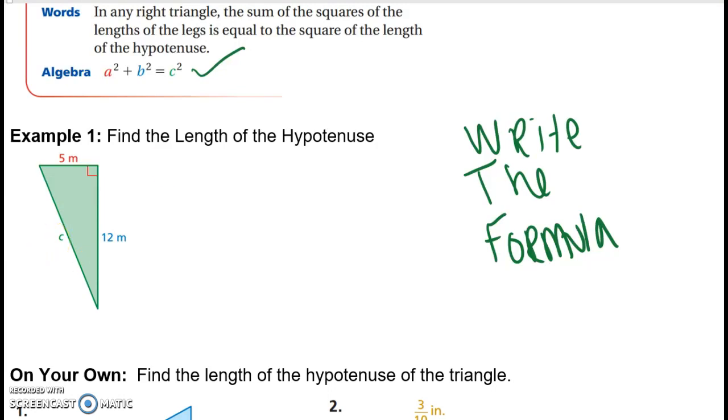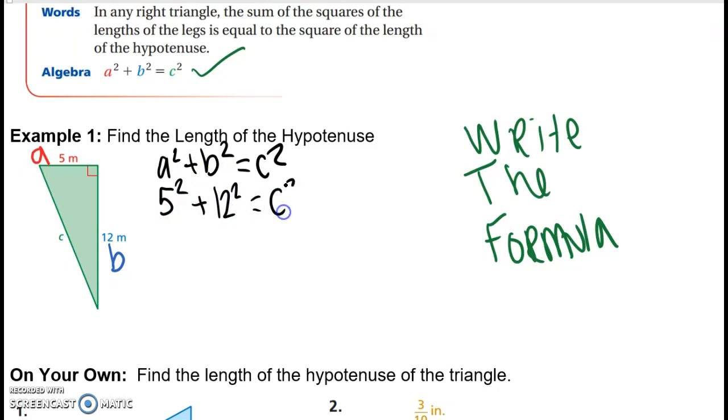So I'm going to write our formula. a squared plus b squared equals c squared. And then our second step is we are going to substitute our a and our b. So I'm going to label 5 as a, and I'm going to label 12 as b, and then substitute those and replace the a and the b with 5 and 12. So my 5 is my a, my b is my 12, my c is my unknown.